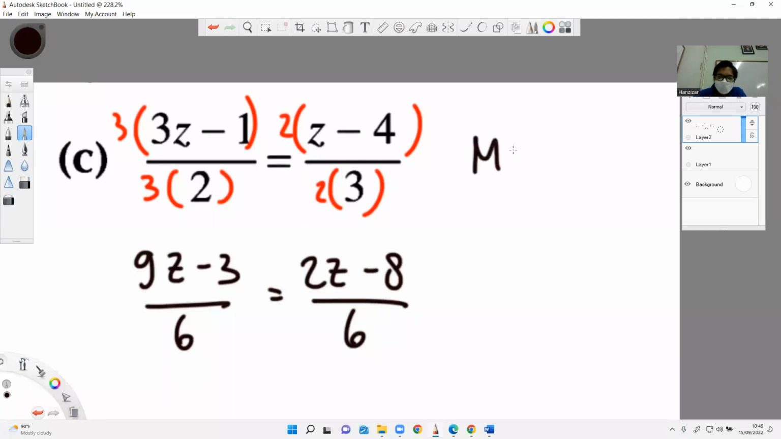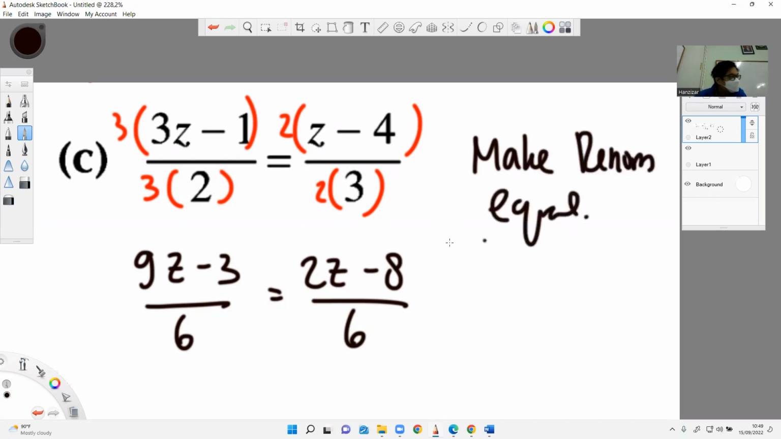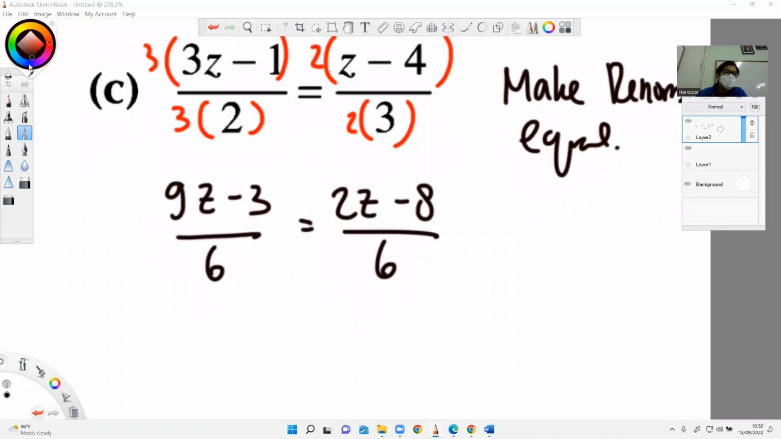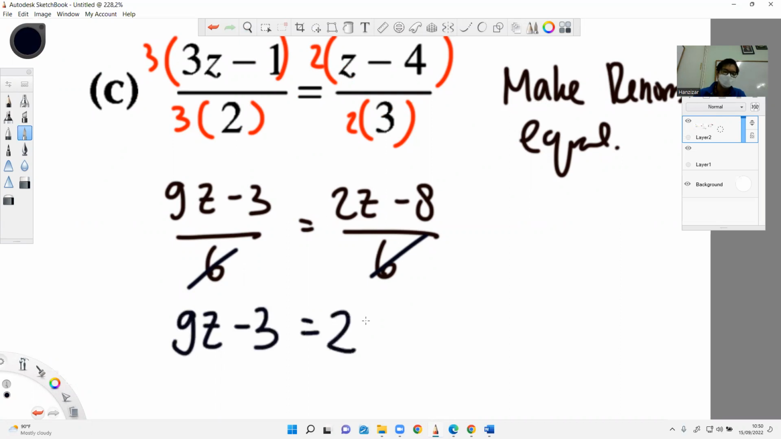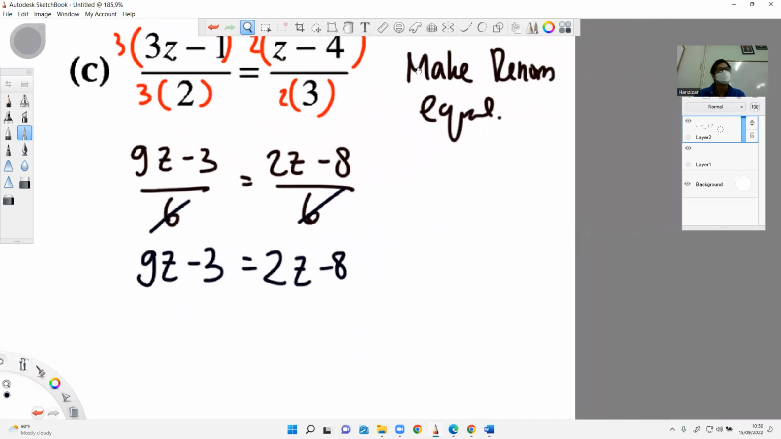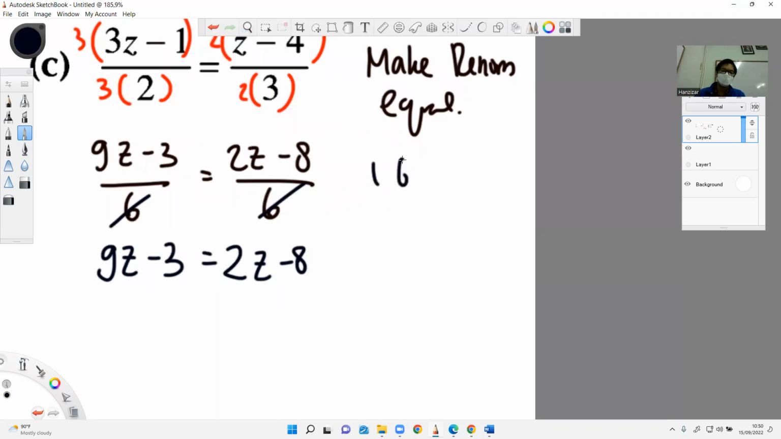So first is making the denominator equal. But in this case, after we make the denominator equal, the denominator is equalized. You can just ignore the denominator, throw it away. Okay? So no need to think about that further because it's the same. So just like this. Right? Understand guys? So ignore the denominator here.